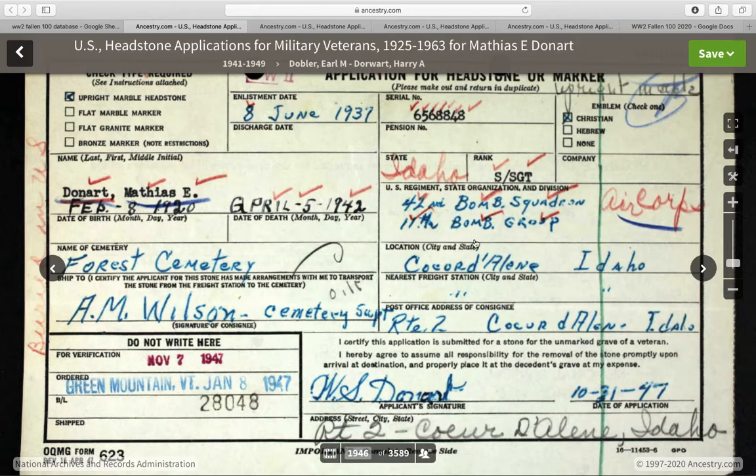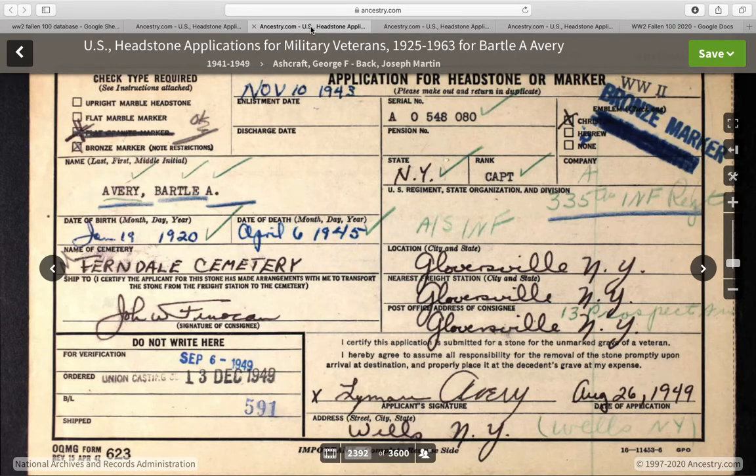You may be able to find the 11th Bomb Group missions by date, and then you could see what missions were there on April 5th, and you may actually be able to find out the actual mission that was the last one for Matthew Donnard. So that's someone that was in the Air Forces with this application for Headstone works. Let's look up somebody who was in the Army.